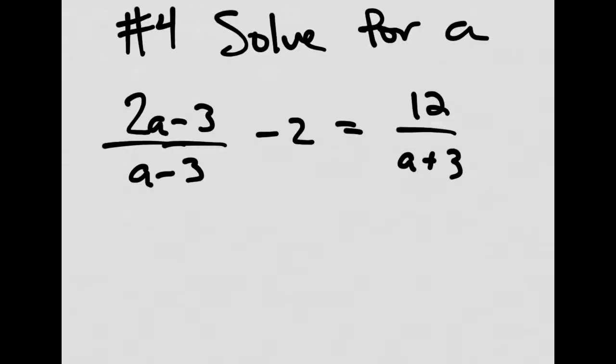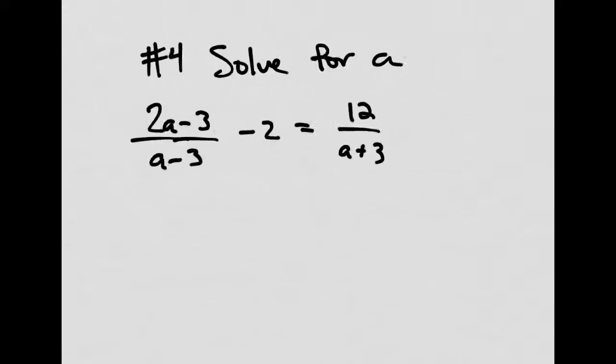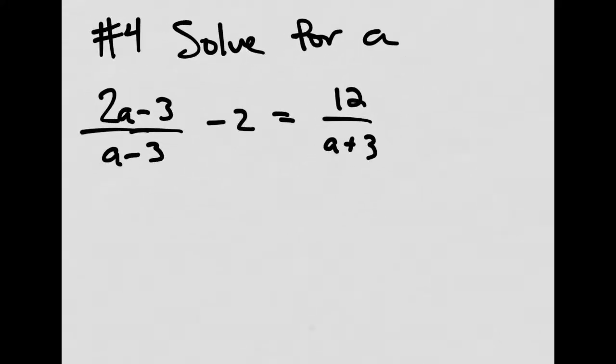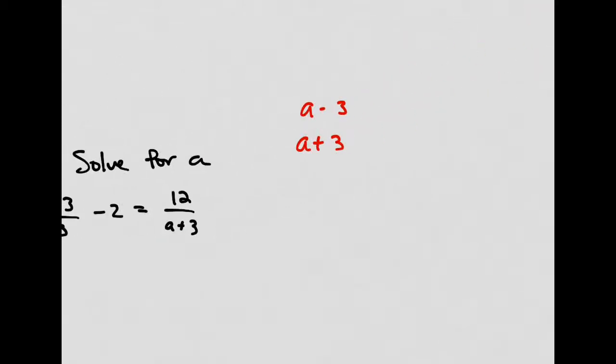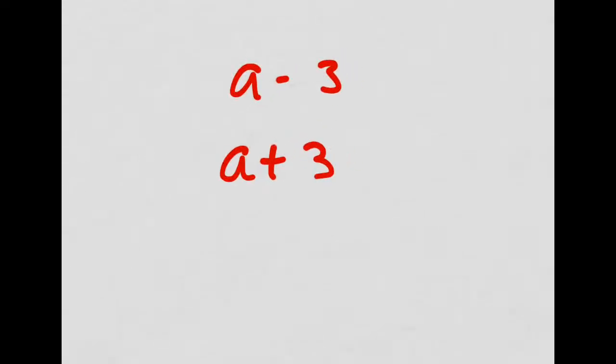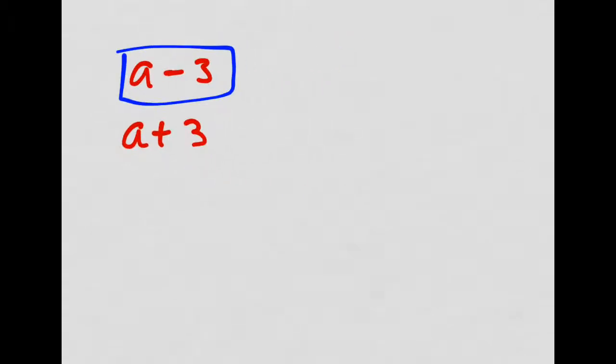Since I don't have just one fraction equal to one fraction, I have to find the common denominator. So make a list of your denominators. I've got a minus 3 and a plus 3. This other denominator is 1. I don't have to write it down. If it's anything besides 1, I have to write it down, but since it's just a positive 1, I don't need to write it down. If it's in my list, it has to be in the denominator. So here, a minus 3 is there.